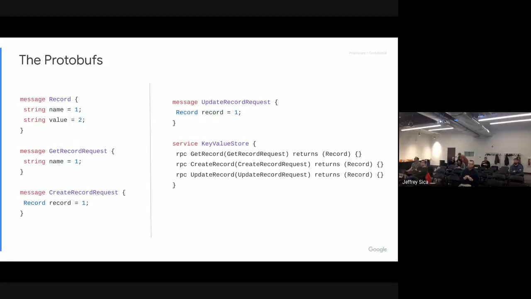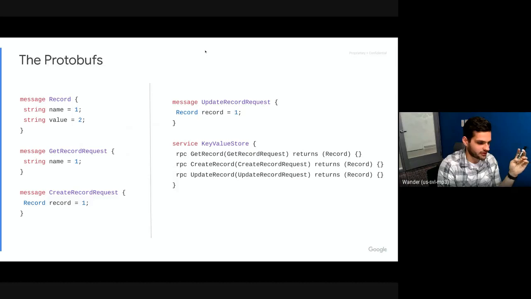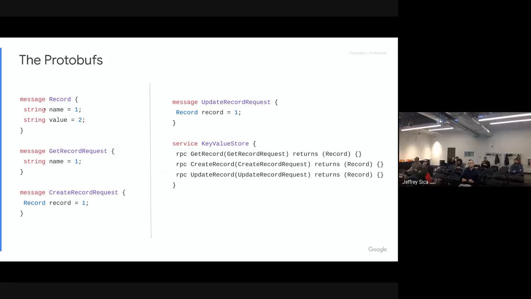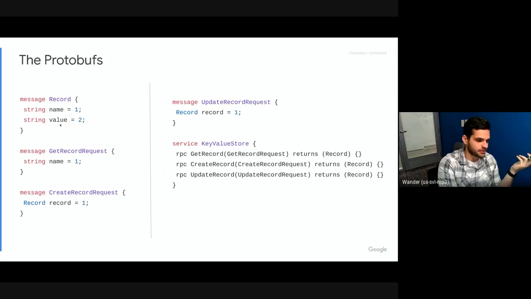Okay, so here is what our protocol buffer definition looks like. And you can go and look at the full .proto file in the GitHub repo. So we have a record, which contains a name and a value, both strings. We have, so let's skip over the request for a second, we have a get record method, like I just mentioned, a create record method and an update record method.